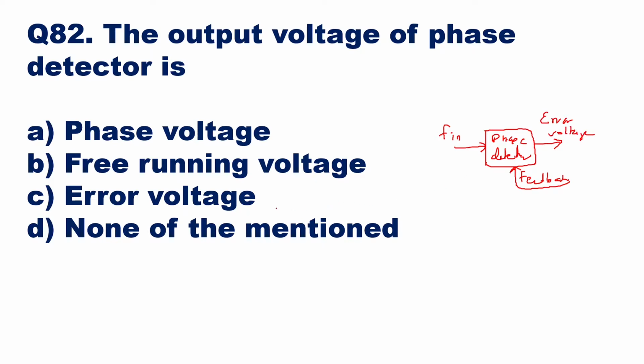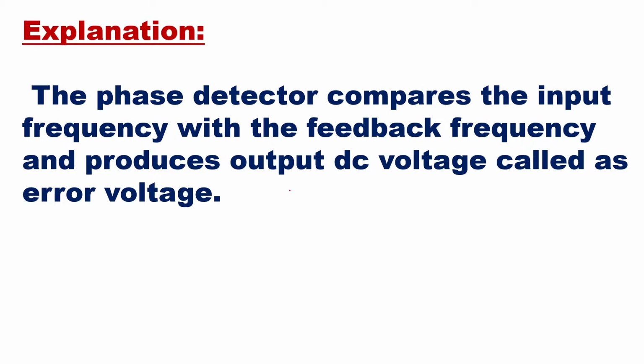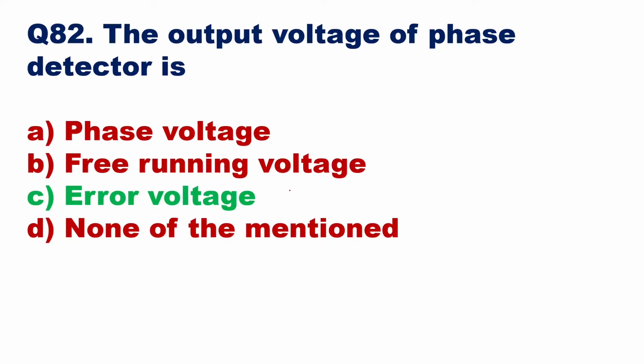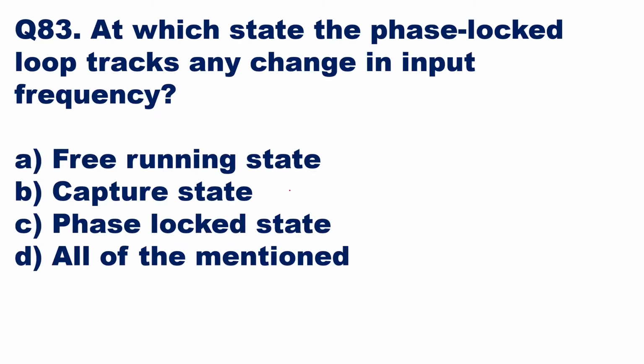So here option number 3 will be the right answer, that is option C, error voltage. So here you can have the explanation. The phase detector compares the input frequency with the feedback frequency and produces output DC voltage called as error voltage. So option C, error voltage, is the right answer. Then we'll go to the next question, question number 83.